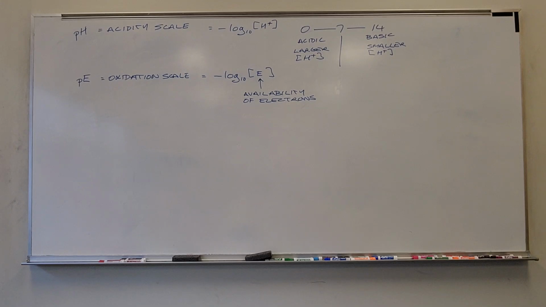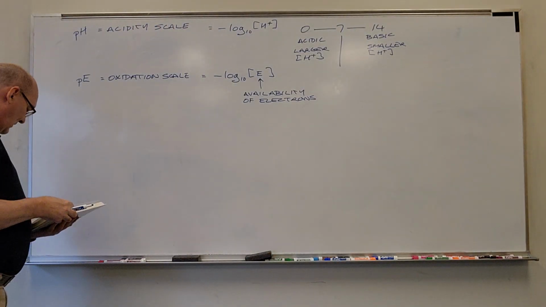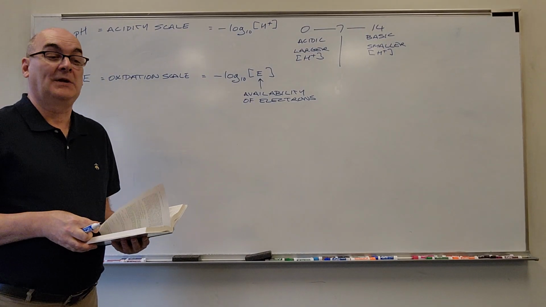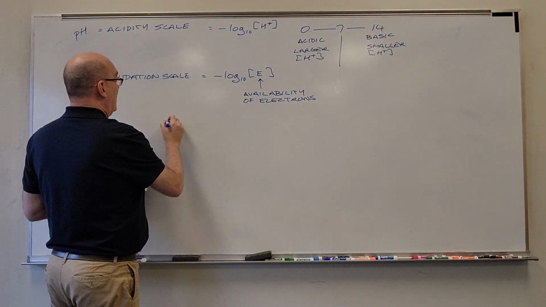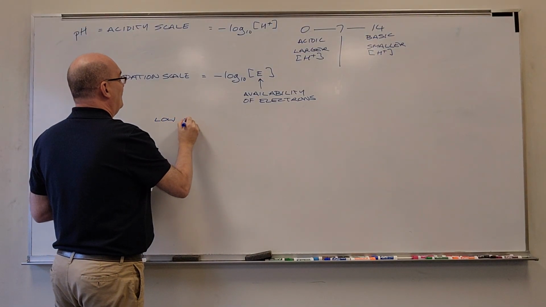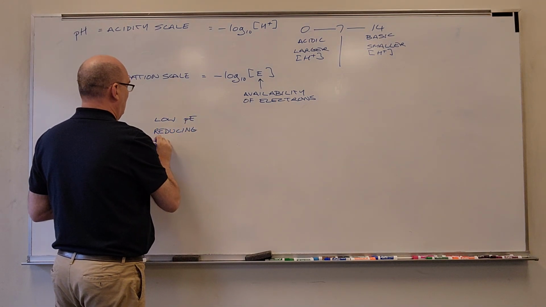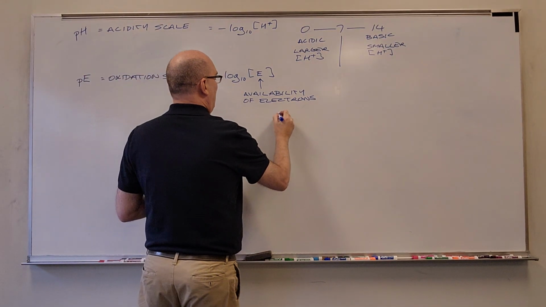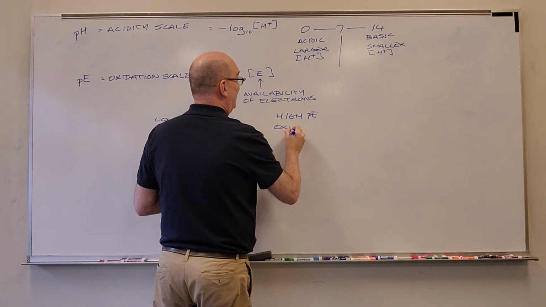And low PE values mean that electrons are readily available, so that substances that are dissolved in water are going to get reduced. So low values of PE means you are in a reducing environment. And high values of PE means that you're in an oxidizing environment.